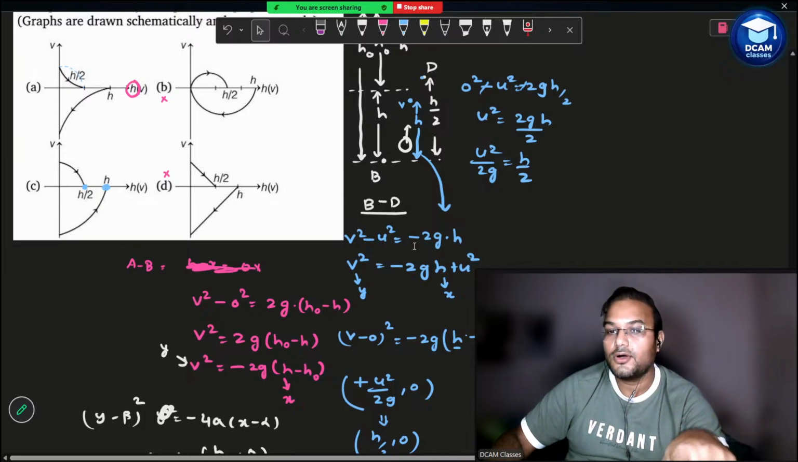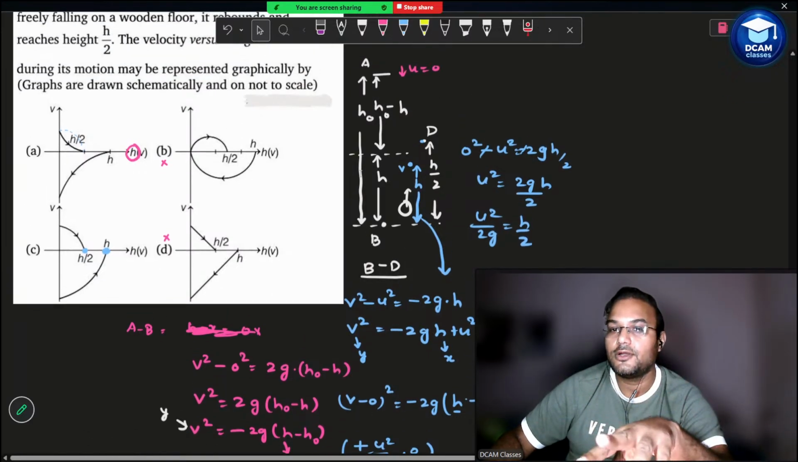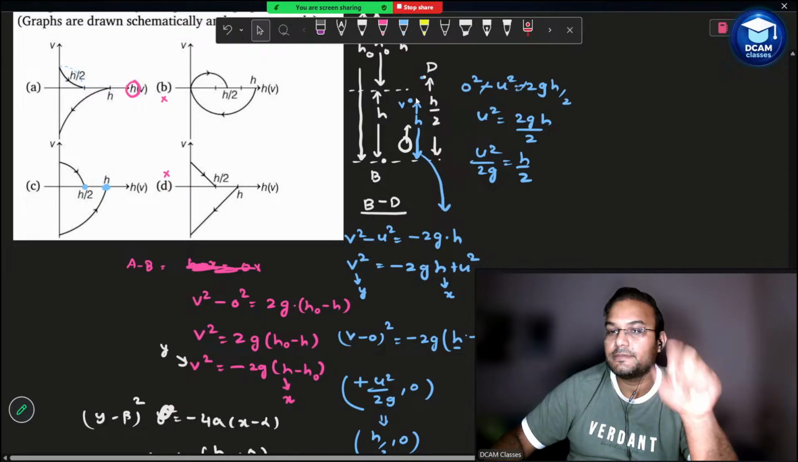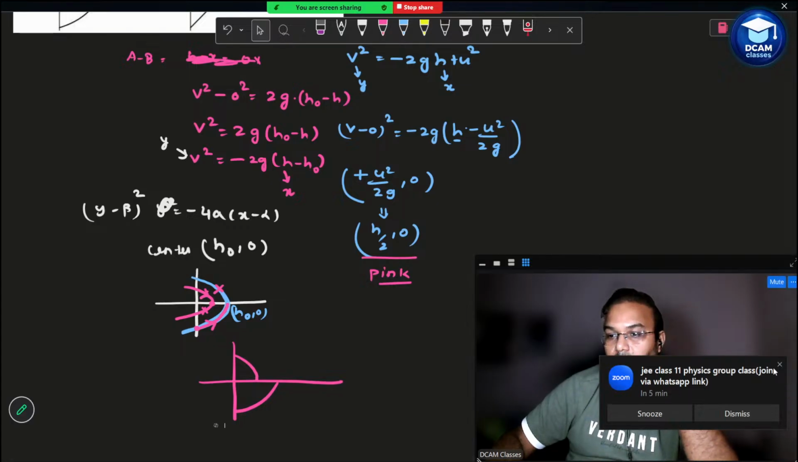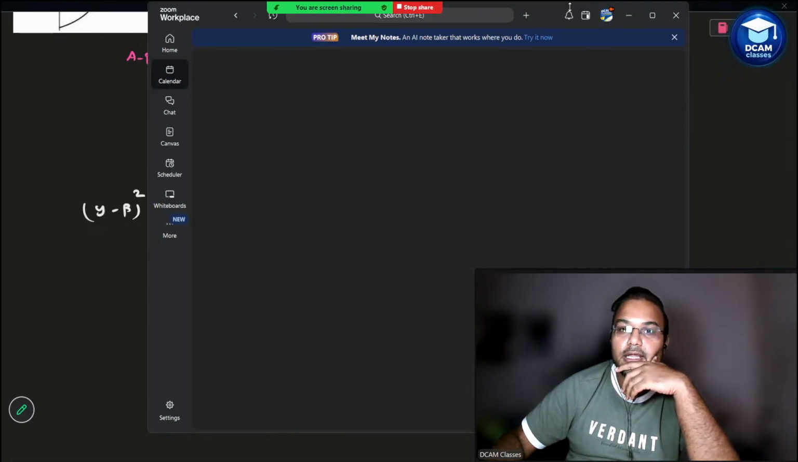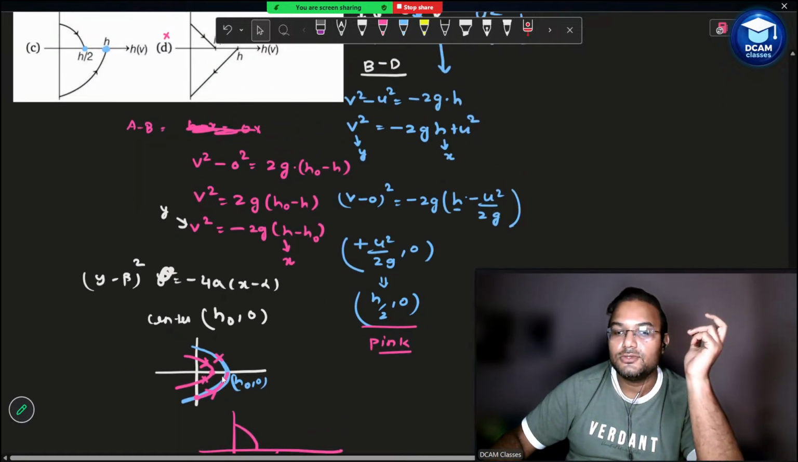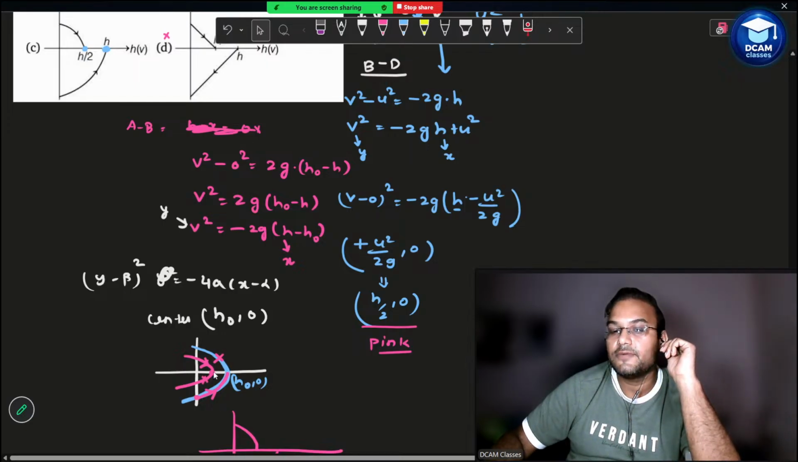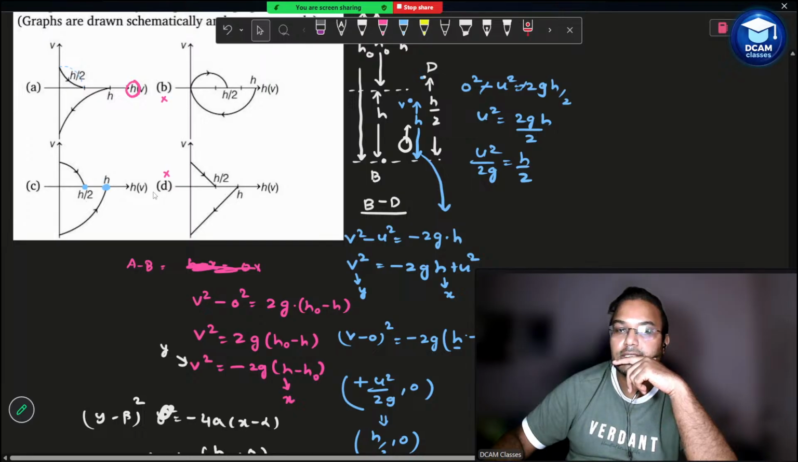Exactly, if you want to draw using this one, for every motion you have to find the displacement, represent h, then find the equation of the parabola, and then plot it. For the first motion, we are getting the vertex of the parabola at h, 0. So our graph would be like this. Now for the second motion, upward rebound motion, we are getting the vertex at h by 2, 0. So this. If you would have got this idea only, you could predict this thing.